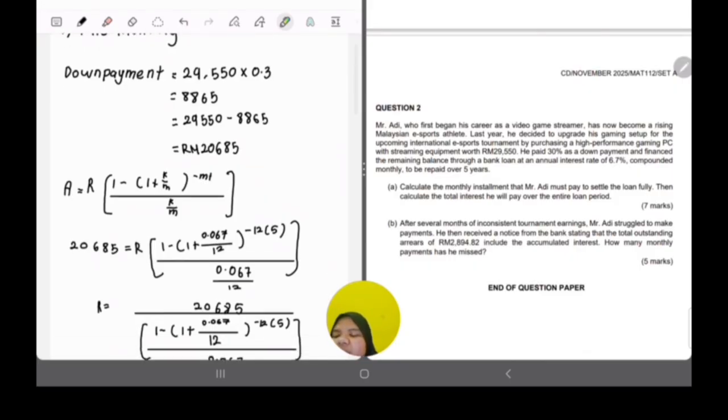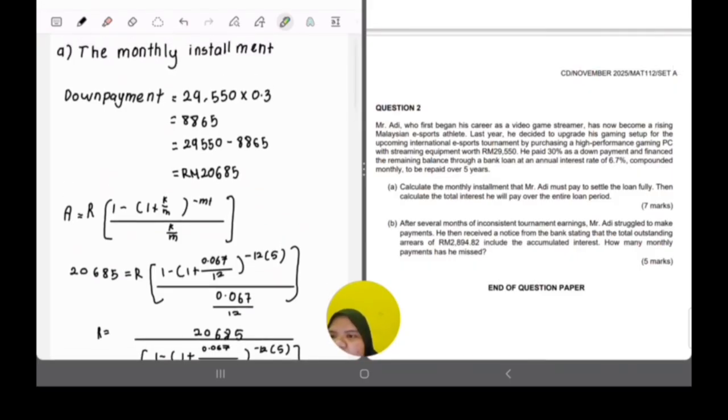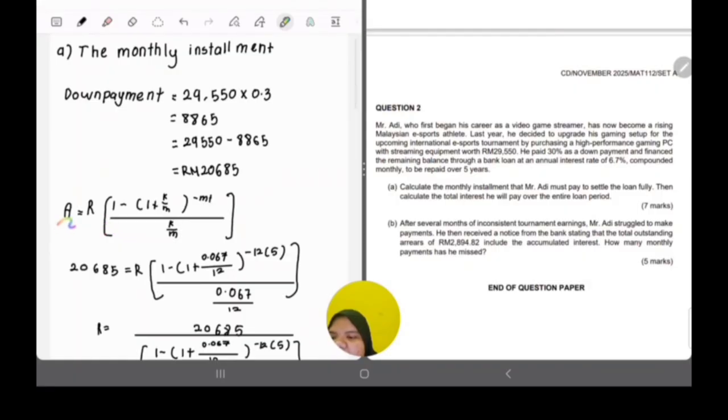So now the formula to get the monthly installment is A equals R open bracket 1 minus open bracket 1 plus K divided by M close bracket to the power of negative MT, divided by K divided by M, close brackets.